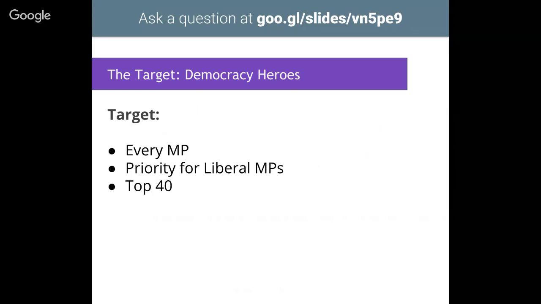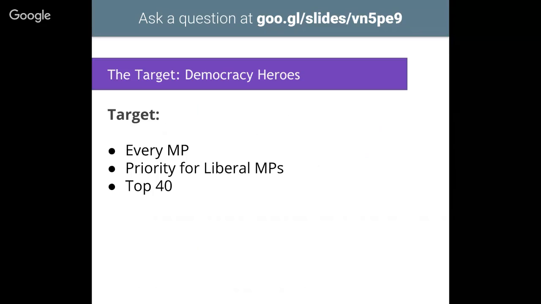So we're prioritizing Liberal MPs. We're saying every MP, but we are prioritizing Liberal MPs. So if you do live close to a Liberal MP's riding, or if you live in a city where there are several different ridings you could potentially take action in, we are suggesting that you prioritize Liberal MP ridings and push them to be democracy heroes first and foremost. We'll also have a list of the top 40 Liberal MPs that we are targeting, which we'll be releasing soon. This way, if you're not sure where you want to put your energies, you can see who the top 40 are.